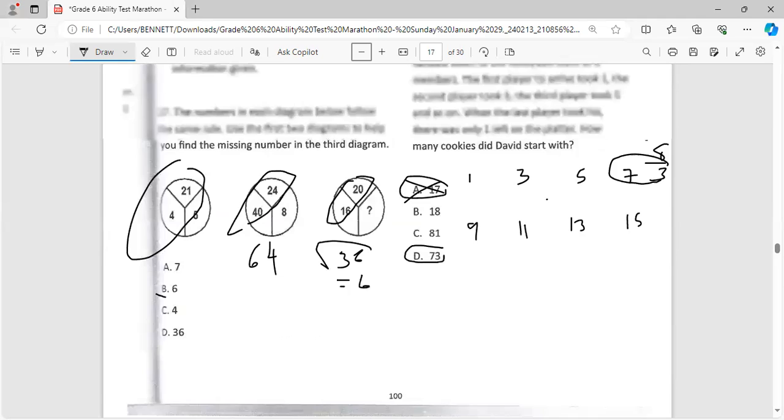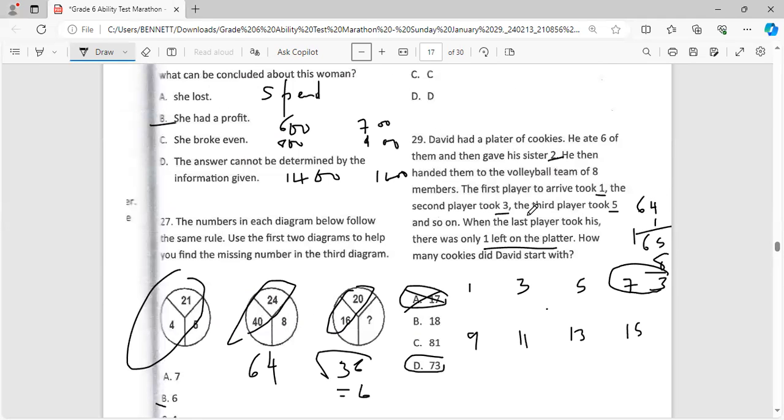Look here. Look what it says. Wait now, let's look at what it says. He said David had a platter of cookies, he ate 6. So he ate 6 and he gave his sister 2. So 8 gone out of it. We don't know the total. We're trying to figure out the total. He has a volleyball team. 8 persons are on the team.